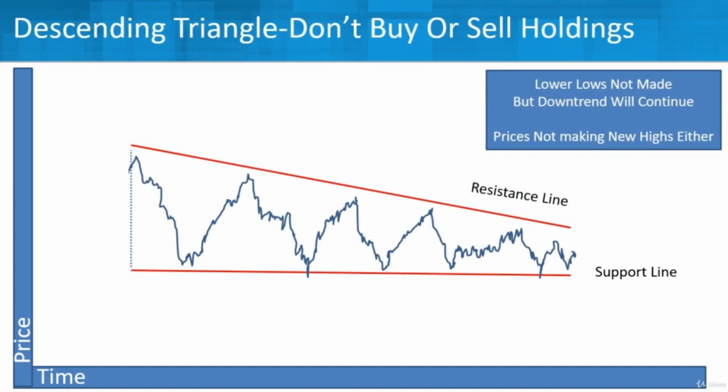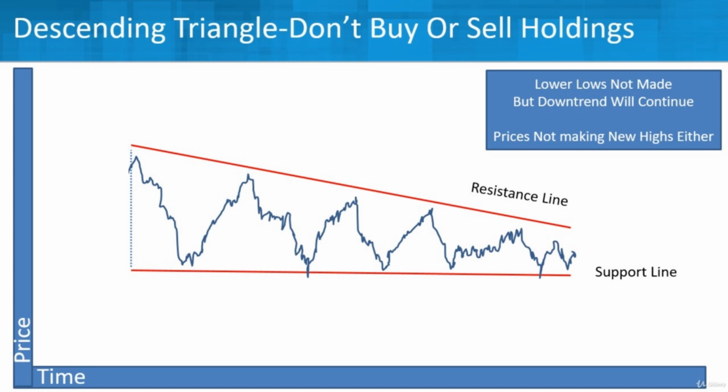Now in a descending triangle, it's the same concept, just the other direction. You see how our support line now is horizontal, and our resistance line has a downward slope, and a downward trend leading into it. Again, it's a continuation trend. So the lower lows are not made, but the downtrend will continue as it trades within that and converges in there. But the prices are not making new highs either. The prices are starting to narrow and get closer down.